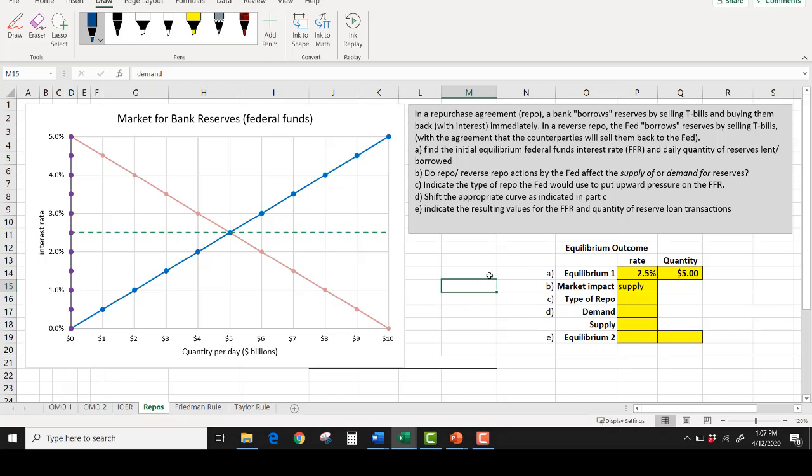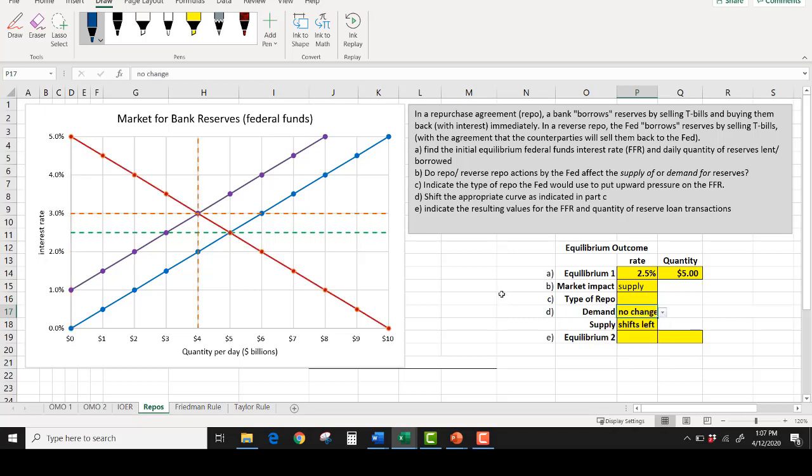Right, so we want to shift the supply curve to the left, don't we? Let's go ahead and do that now. And we know that demand is not operable here, so we'll just indicate that's no change. So what kind of repo actions would the Fed use to put upward pressure on the reserves interest rate? Well, they'd have to pull some reserves away from this market, right? The Fed would have to take reserves away from banks.